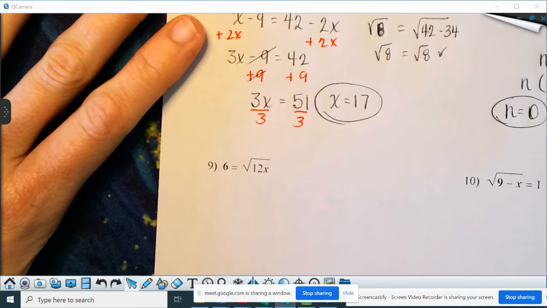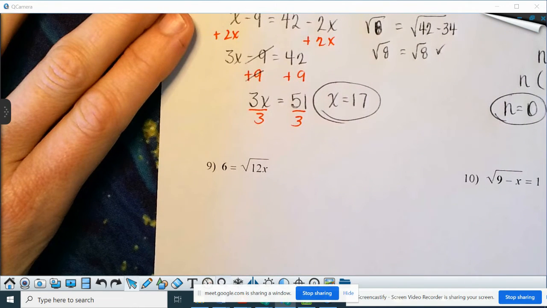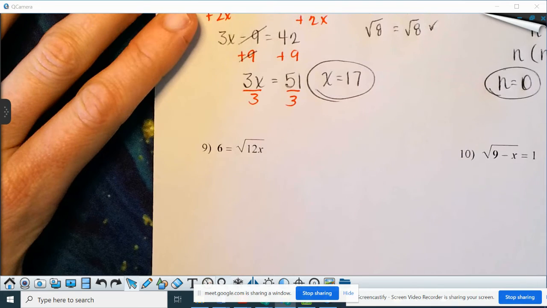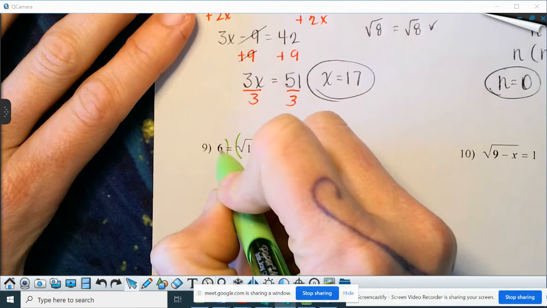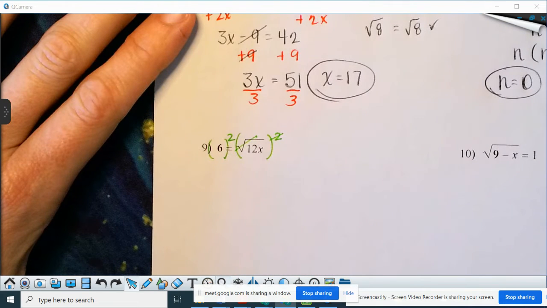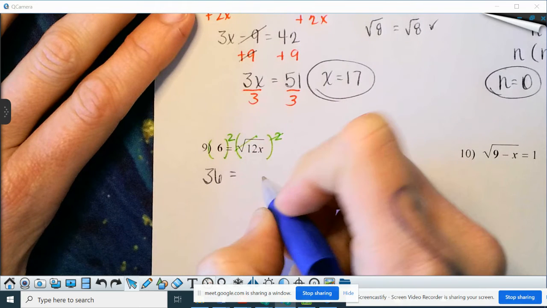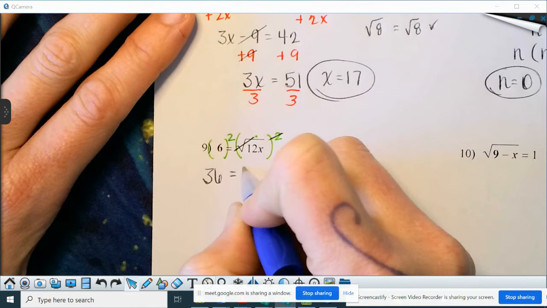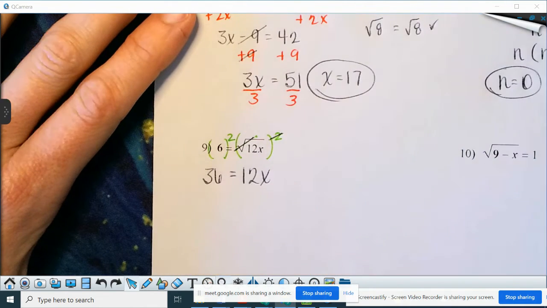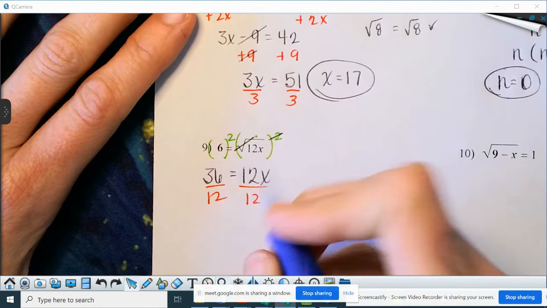Number 9. So again, super easy. Hopefully at this point you're seeing the pattern. We're going to square it to get rid of our root. So 6 times 6 is going to be 36 because that's what 6 squared means. That gets us rid of those. So it's going to equal 12x. That's 12 times x. So we're going to divide by 12. And we should get 3.